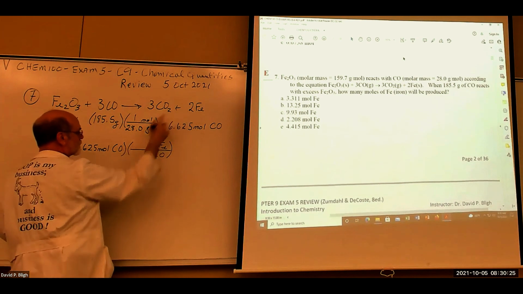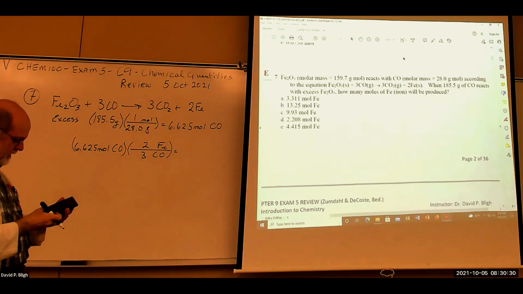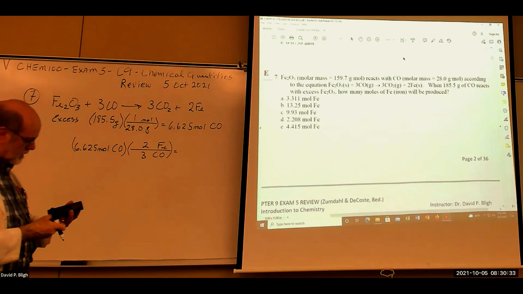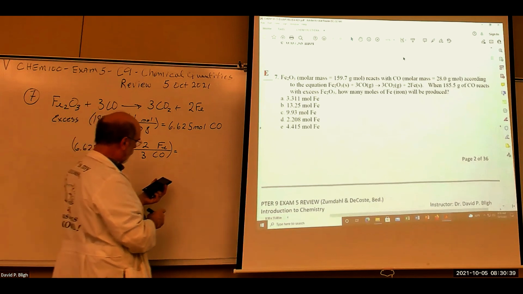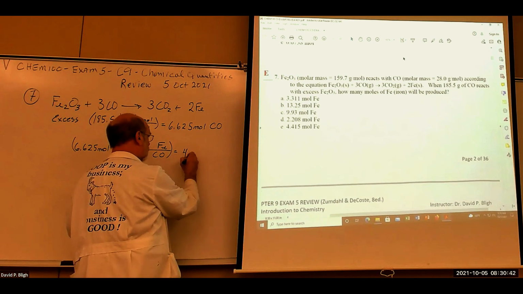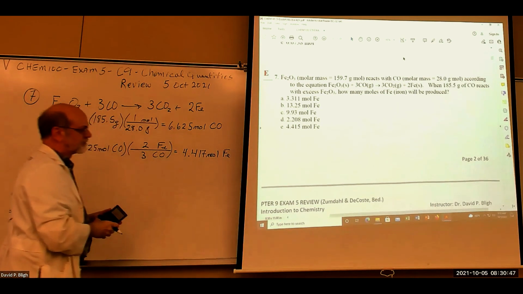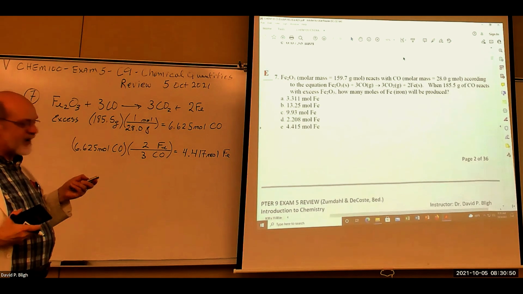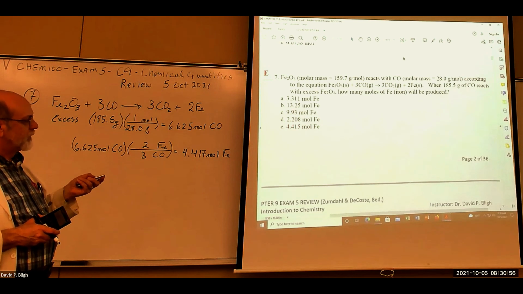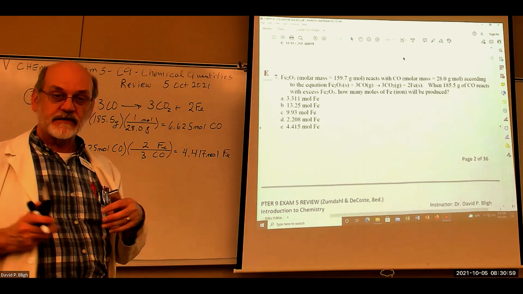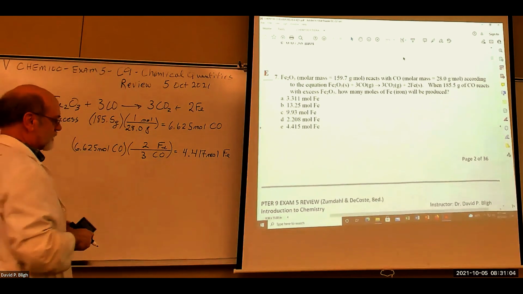And then we take 6.625 moles of carbon monoxide and convert it to iron. The coefficient of iron is 2, and the carbon monoxide is 3. So we just take 2/3 of that value, and I get, to 4 significant figures, 4.417 moles of iron. The best answer out of this one is that right there, 4.415. We don't have a selection that says none of the above, so that's the best answer.